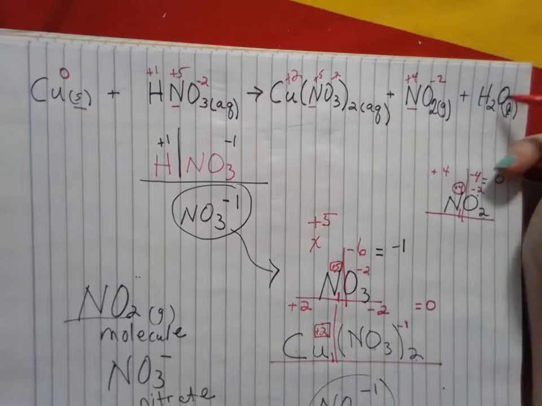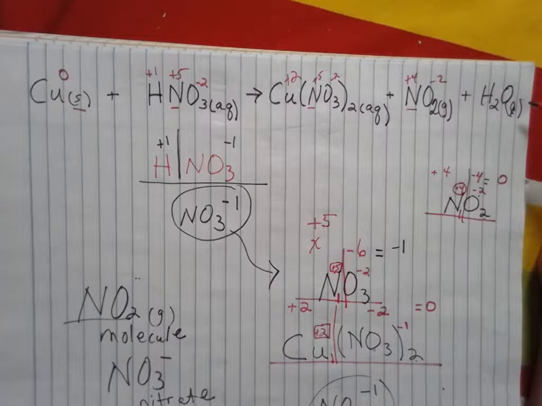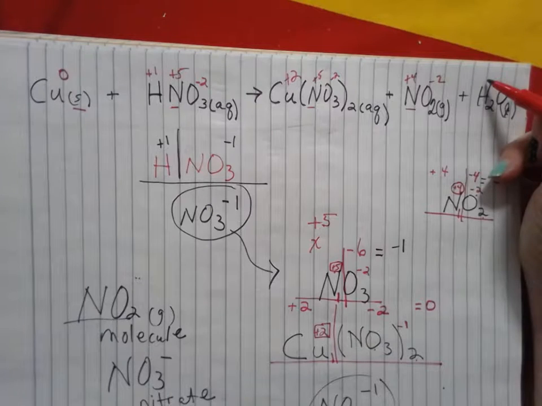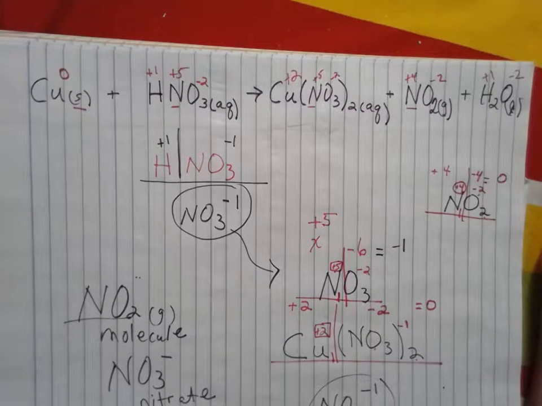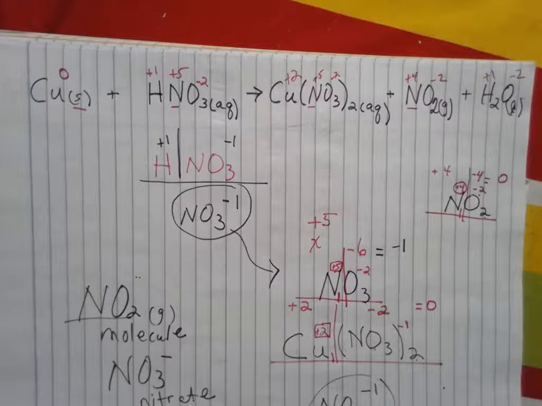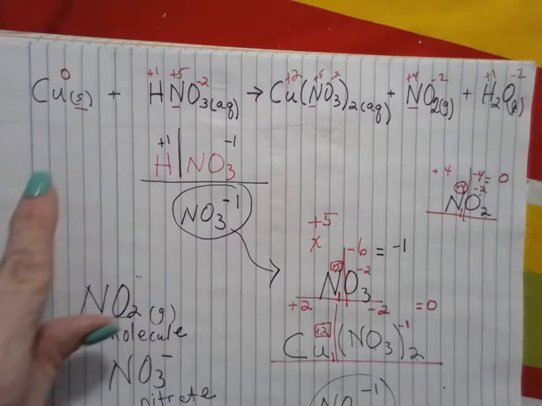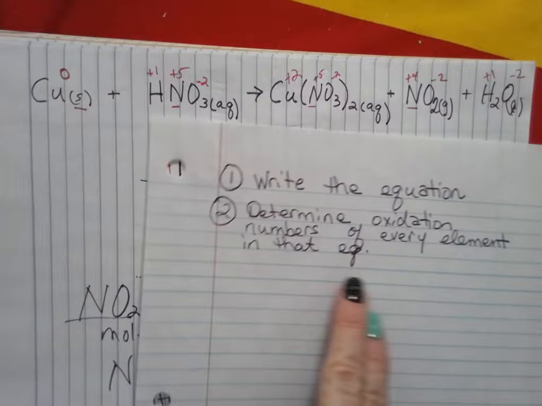All right, water, it's in the liquid form. Overall, it's 0, but remember, hydrogen has a +1, and oxide would have a -2. So we've done step 2. We've determined the oxidation numbers of every element.